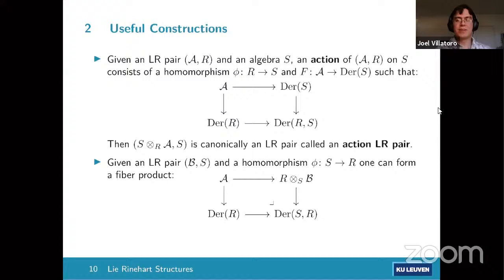And if you have a Lie-Rinehart pair and a homomorphism from your base ring to another one. Actually, is that going the wrong way? No, it's okay. If you have a Lie-Rinehart pair and you, it's going the wrong way. Sorry, this should be phi from.